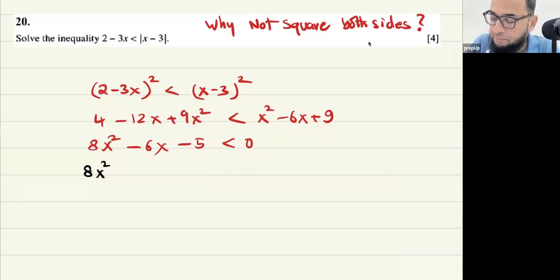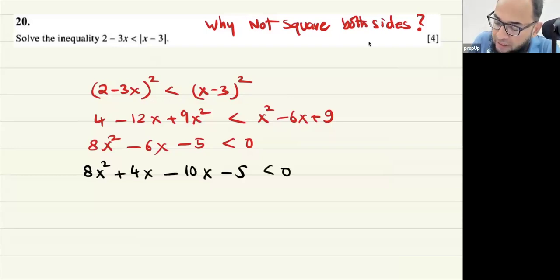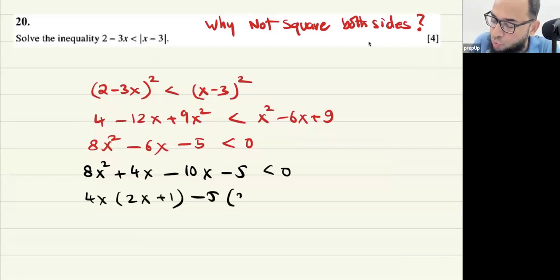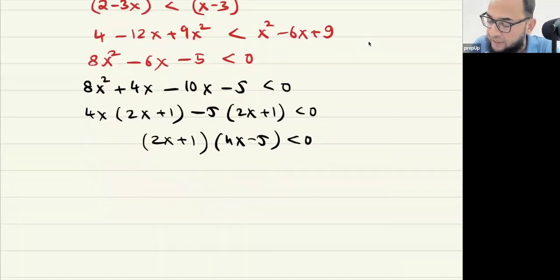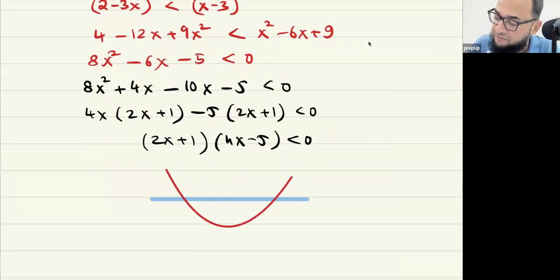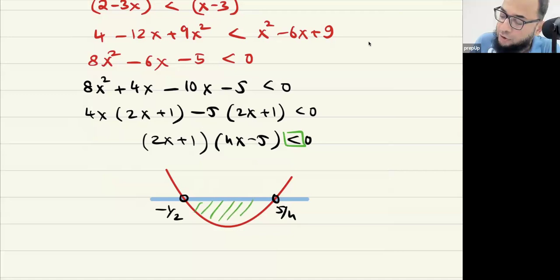So this is 4x² plus 4x minus 10x minus 5 is less than 0, which is 4x(2x + 1) minus 5(2x + 1) is less than 0, so (2x + 1)(4x - 5) is less than 0. Then when I draw a number line and a curve like this, I mark the values. This is 5 over 4. This comes out to be negative half. Less than 0 means below the x-axis. So therefore the answer comes out to be x is less than 5 over 4 and greater than minus half.